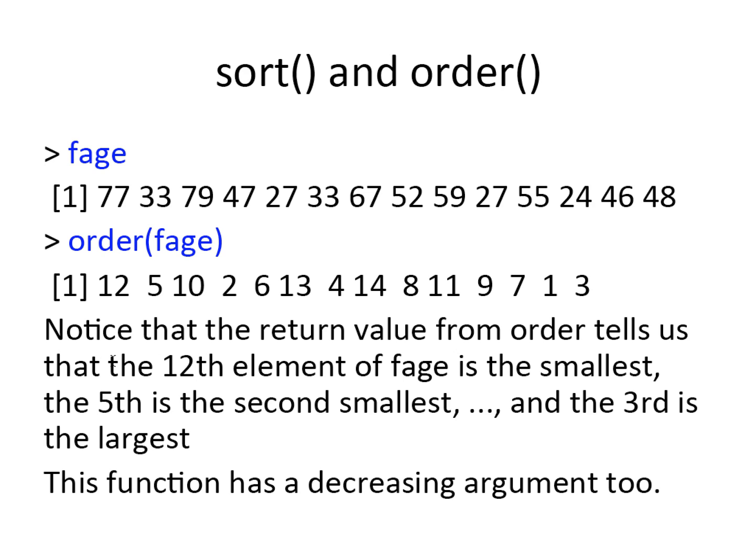Okay, 12th element is the smallest, 5th is the second smallest, 3rd is the largest, and we can also do decreasing equals true if you want the reverse, and it would give you 3, 1, 7 for the largest.